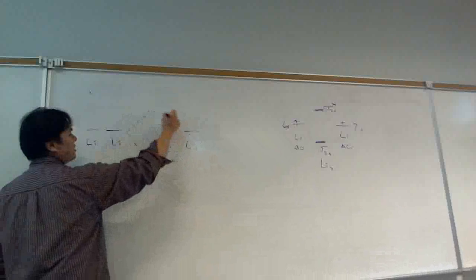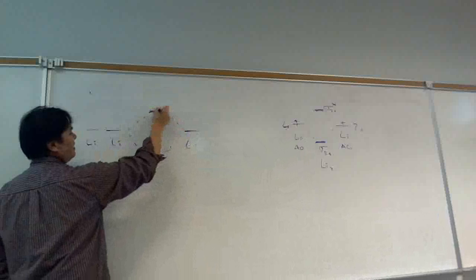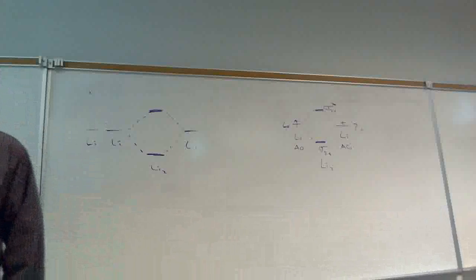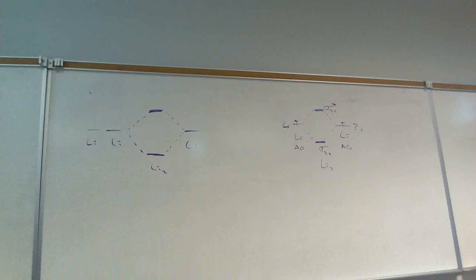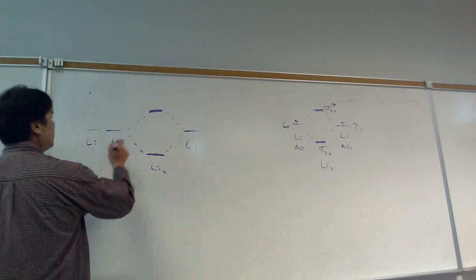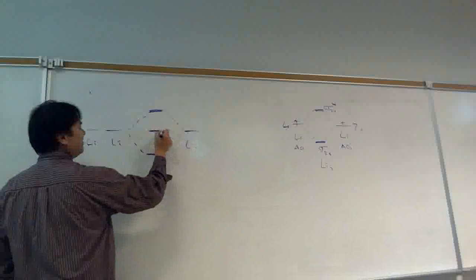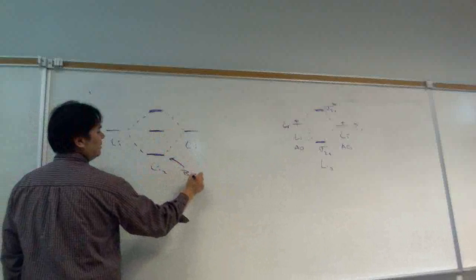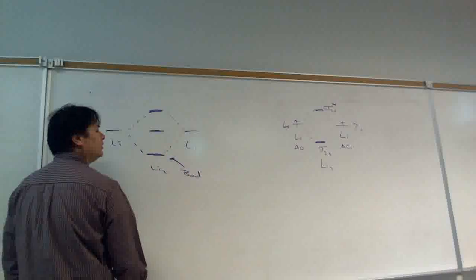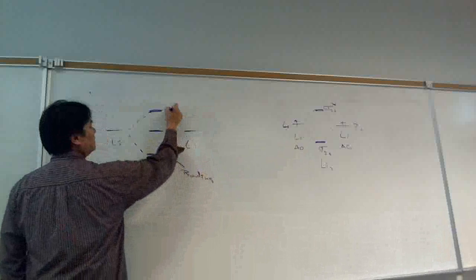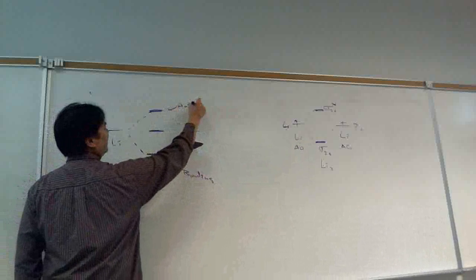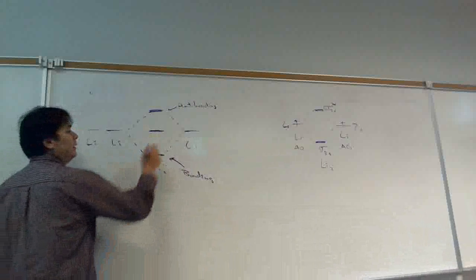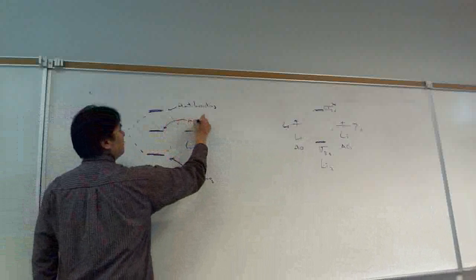What does LCAO stand for? Linear combination of atomic orbitals. We only combine 2 atomic orbitals to form 2 molecular orbitals, right? And so this third MO becomes what we call non-bonding. And so there are actually 3 types of MOs. There's the bonding, this is anti-bonding, and this middle one, which isn't combining with anything, is a non-bonding MO.